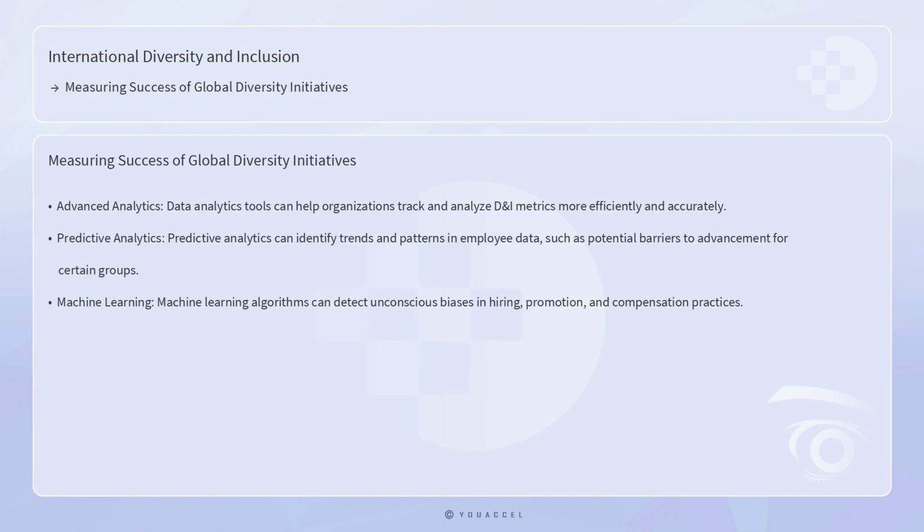Another critical aspect of measuring the success of global diversity initiatives is the use of advanced analytics and technology. Data analytics tools can help organizations track and analyze D&I metrics more efficiently and accurately. For instance, predictive analytics can identify trends and patterns in employee data, such as potential barriers to advancement for certain groups. Additionally, machine learning algorithms can detect unconscious biases in hiring, promotion, and compensation practices, allowing organizations to address these issues proactively.